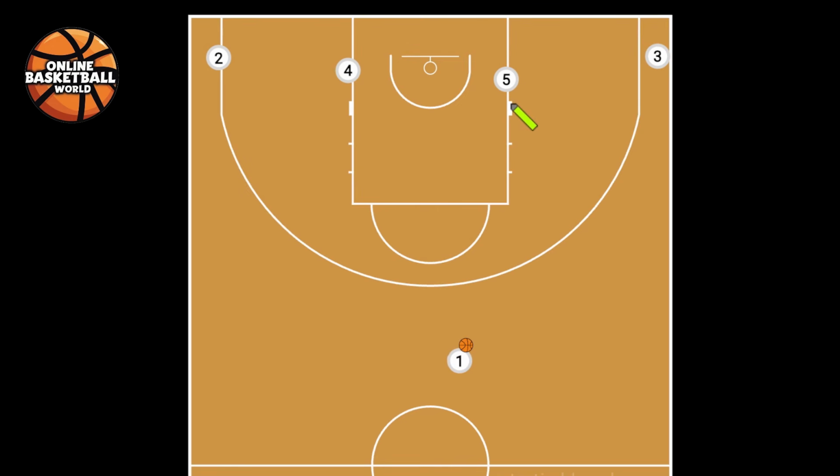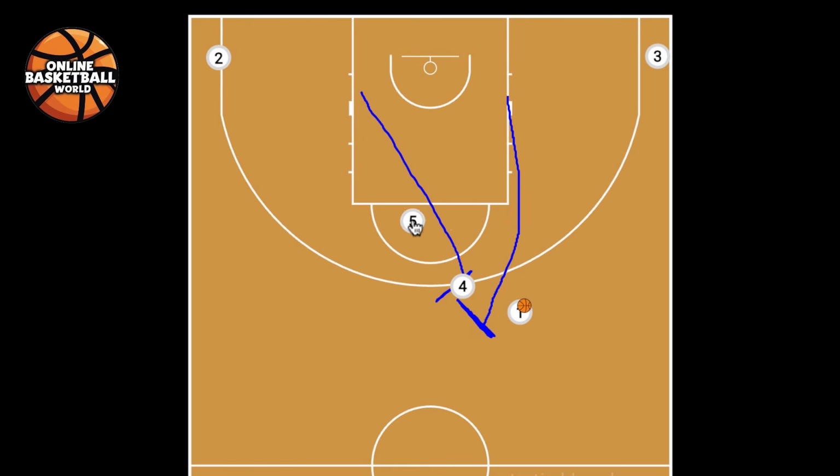Okay, so what's going to happen first is number five, our post player, our big, is going to come set a screen here for number one. So number one is going to come off of that screen. And as that is happening, number four is going to come up and set a back screen and screen the screener. So they're going to set a screen here for number five, right? Number five is going to come off of that screen. And we want number one, our point guard, to hit number five nice and hard for a wide open layup. Okay, that's what we want.